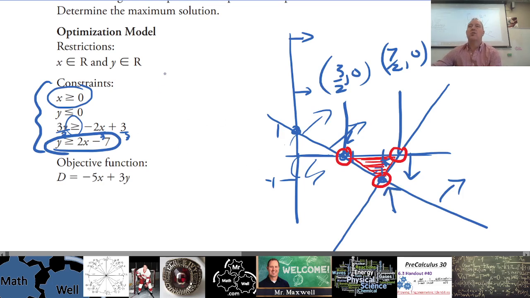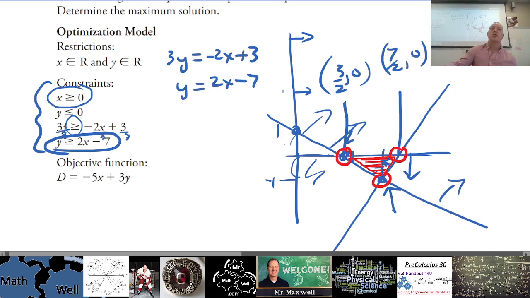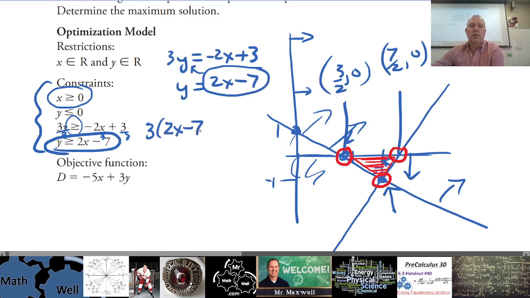But how you do that is you let the two lines equal each other, just like we did in grade 10. So 3y equals negative 2x plus 3 is the first one. Y equals 2x minus 7 is the second one. So you can do substitution or elimination to try and solve this. If you do substitution, I'm going to put that value in for y in the first one.